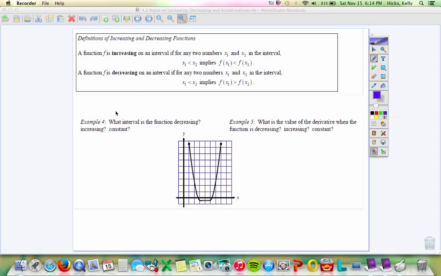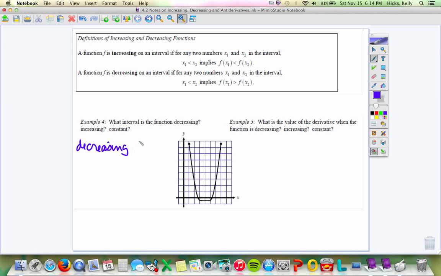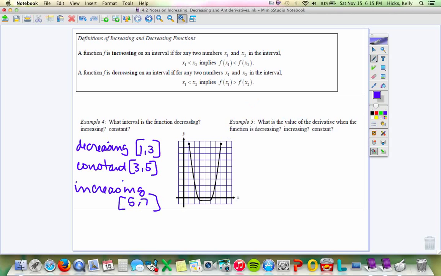Example 4. What interval is the function decreasing, increasing, and constant? Well, if you look at this function right here, it is clearly decreasing on 1 to 3. And then it's constant from 3 to 5. And then it is increasing from 5 to 7. I hope that makes sense.